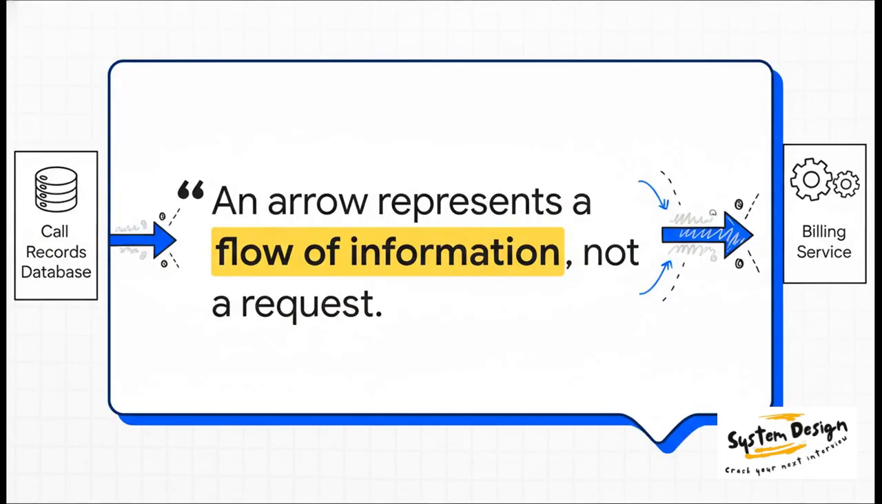Okay, here's a little pro tip for reading system diagrams like this one. When you see an arrow drawn from the call records database to the billing service, it doesn't mean the database is just sending data on its own. It simply means that information is flowing in that direction, even though it's the service that's actually asking for it. It's a subtle distinction, but a really important one.